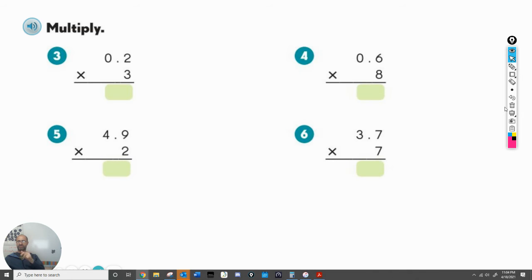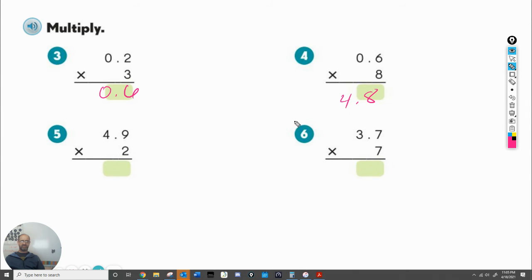Pause me, do these, then we'll circle back and compare, and then we'll argue loudly if we disagree on anything. Okay? Go. I'm going to start up again. Okay, let's hope this is what we got.